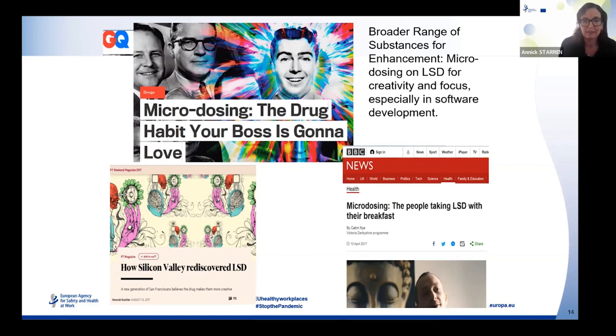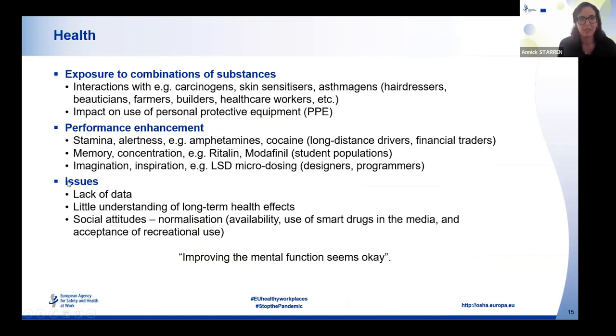And then next slide, please. The next slide, yes. So, yes, that's a really interesting development that brings me to the topic of health, because of course this health perspective is very interesting to take into account here when preventing it. For example, exposure to combinations of substances. How does it maybe increase or influence sensitivity when it's used together with carcinogens, skin sensitizers, asthmogens, or other substances that are already used for hairdressers, beauticians, farmers, builders, and in healthcare workers? And also what's the impact on the use of PPEs, on personal protective equipment?